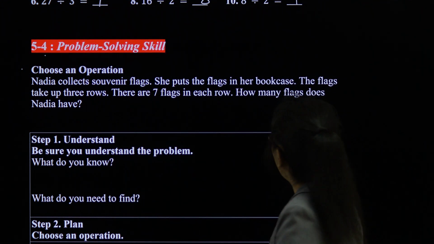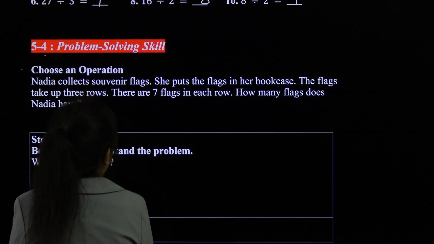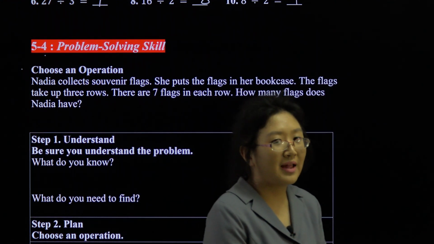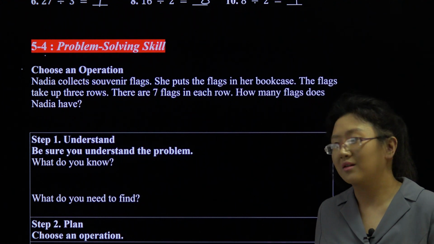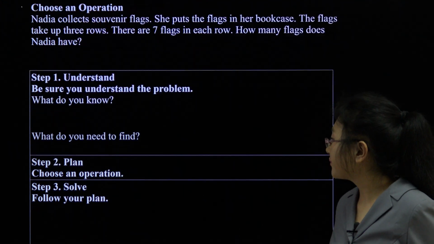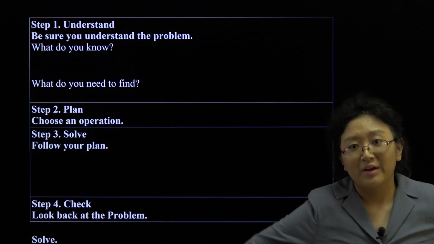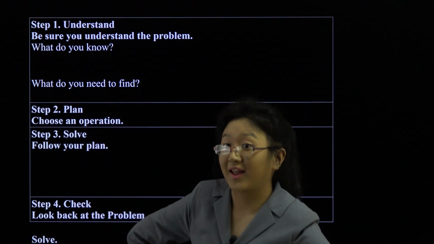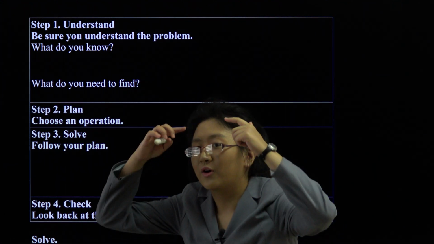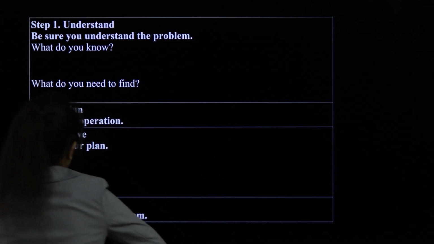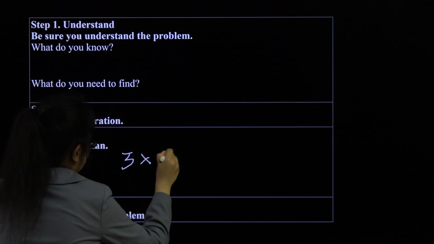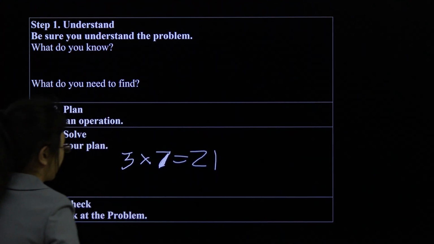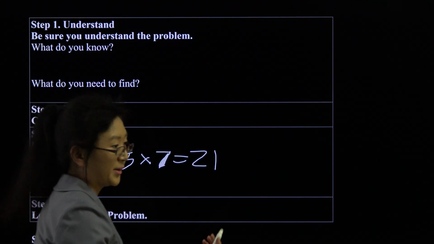So what do we know? We know that there's 3 rows of 7 flags. What do we need to find? What that means, 3 rows of 7 flags means, i.e. how many flags there are. Choose an operation. 3 rows of 7 sounds awfully like those models that you use for multiplication. 3 times 7 equals, that's a 7, guys, 21. She has 21 flags.